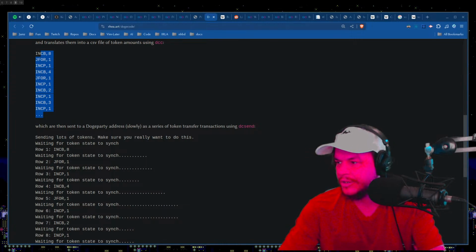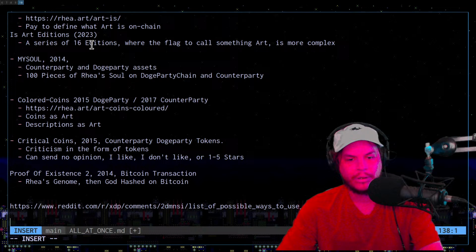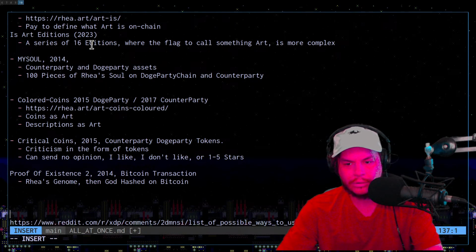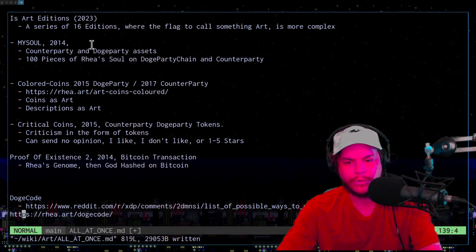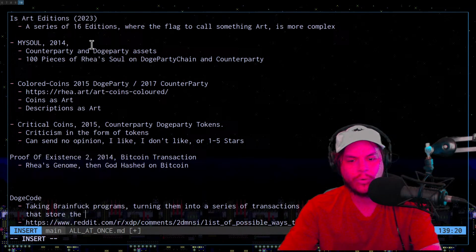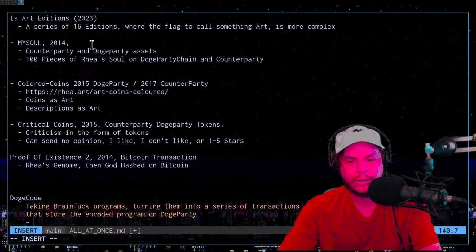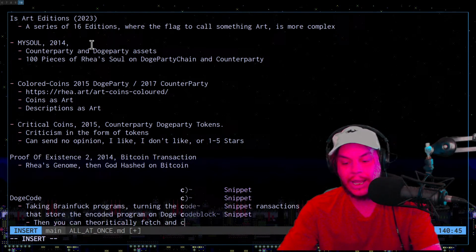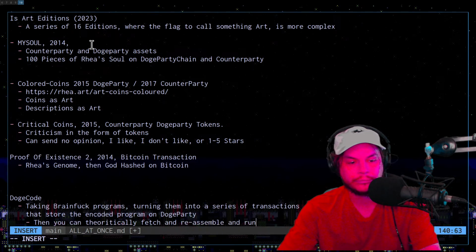Doge code, very cool. This is insane. And having learned some Brainfuck, that's the true way to program. So this is taking Brainfuck programs, turning them into a series of transactions that store the encoded program onto Doge Party. Then you can theoretically fetch, reassemble and run. Right. Okay.